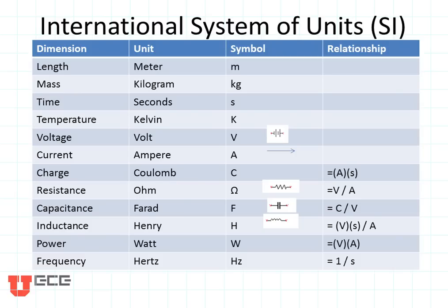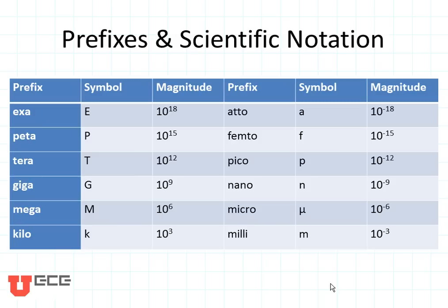We're going to use the International System of Units in this class, the SI units. You'll remember these, of course, from physics or from your previous experience. The unit of length is meters, mass, kilograms, time, seconds, temperature, Kelvin. Voltage is a volt, and here's the symbol that we're going to be using for that. Current is given in amperes. Here's the symbol that we'll be using for current. Charge is coulombs. Resistance is ohms, and here's the symbol we'll be using for resistance. Capacitance is farads, and here's the symbol for capacitors. Inductance is henries. Power is watts. Frequency is hertz. I've also given you the relationship between the various SI units for our electrical components.